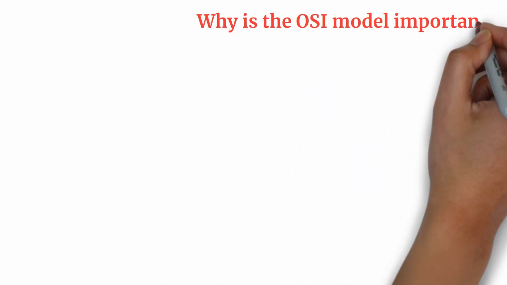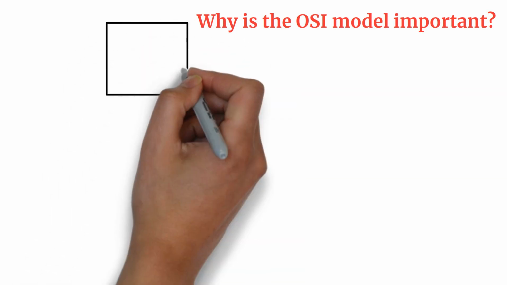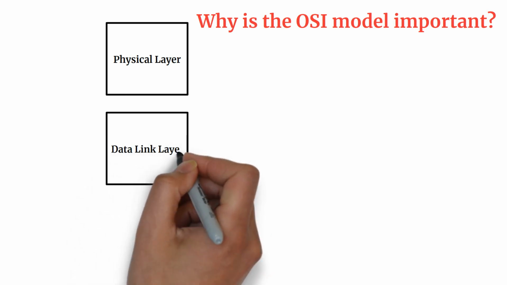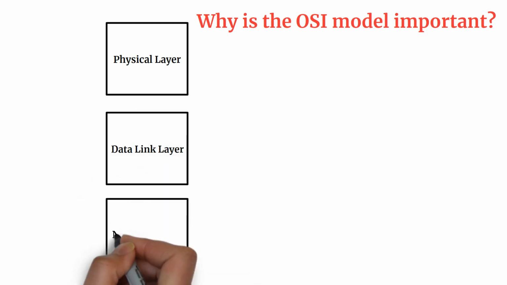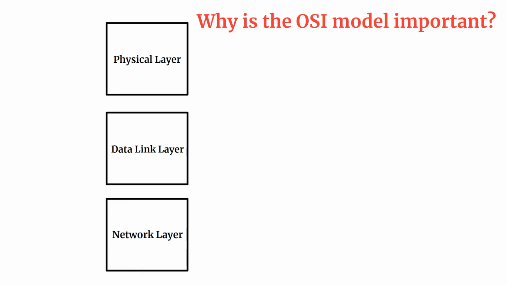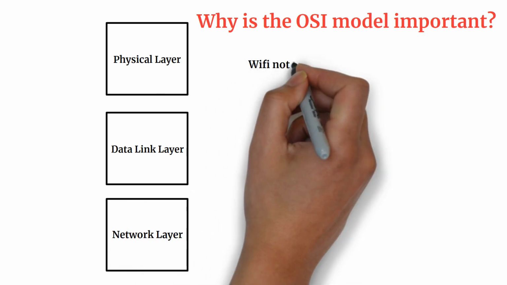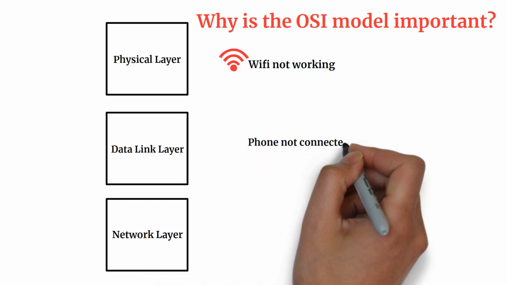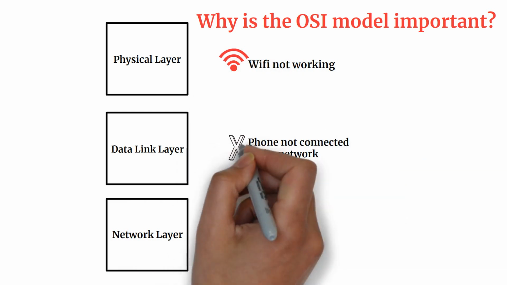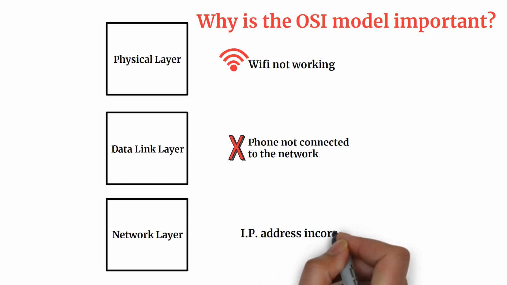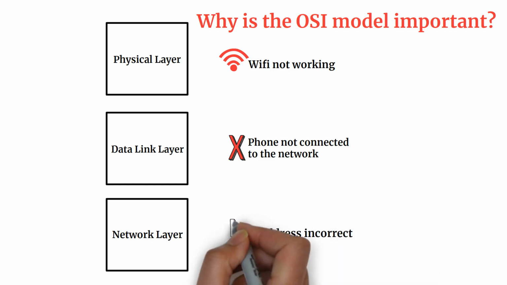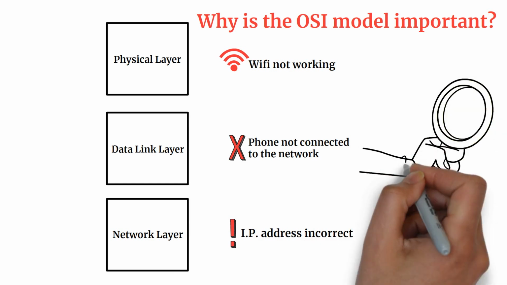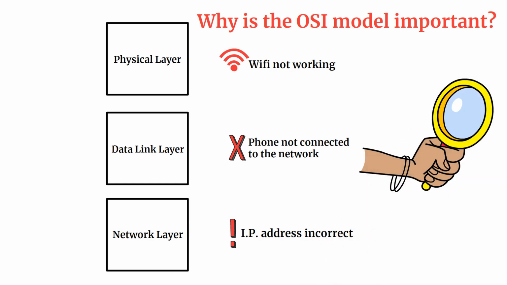So, why is the OSI model important? It's incredibly useful for troubleshooting when something goes wrong. Let's say your photo doesn't send. You can check each layer to find where the issue is. Is your Wi-Fi working? That's the physical layer. Is your phone connected to the network? That's the data link layer. Is the IP address correct? That's the network layer. By following the OSI model, you can quickly diagnose and fix problems step by step.